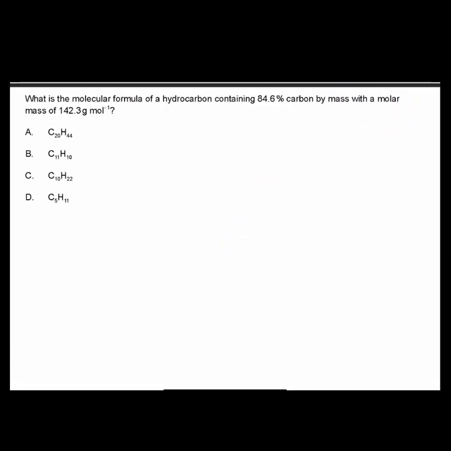Now for this question, you have to find the molecular formula when the percent mass of carbon and the molar mass are given. So we'll assume that the total mass of the hydrocarbon is 100 grams. Out of it, the mass of carbon would be equal to 84.6 grams, and the mass of hydrogen would be 100 minus 84.6. As it's given, it's a hydrocarbon, so it consists of only carbon and hydrogen. So 100 minus 84.6 is 15.4 grams.